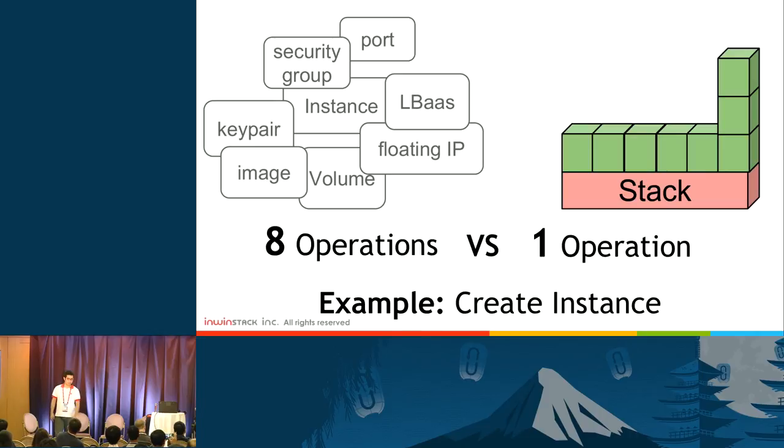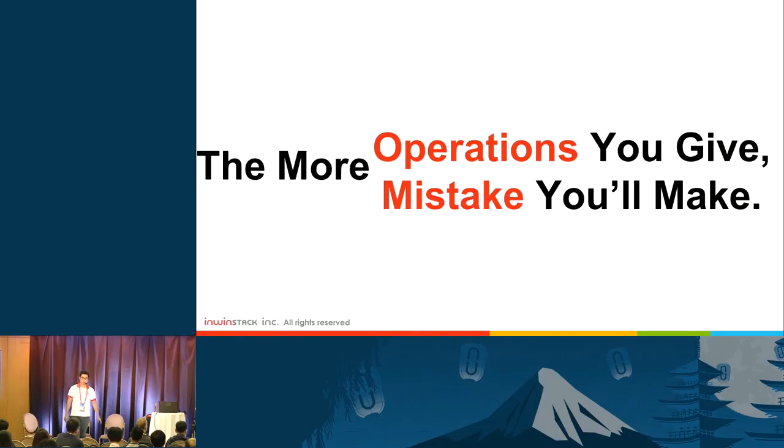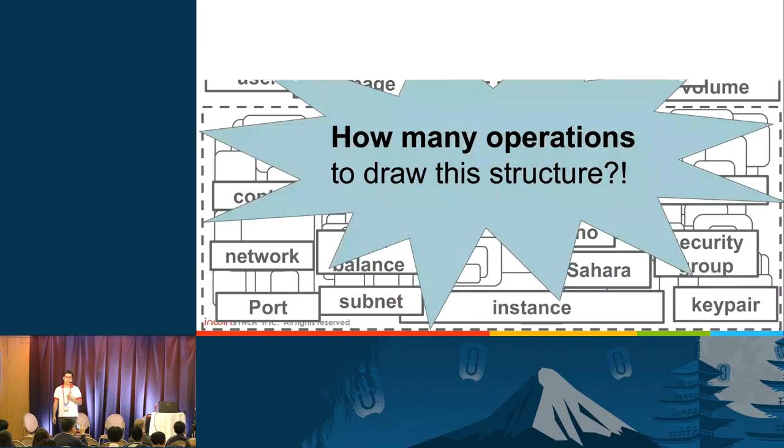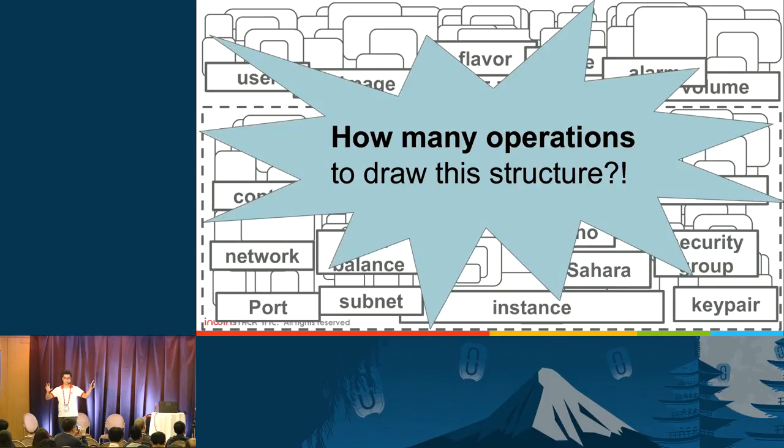That's the first step. For example, if we create a stack here, you probably cost like eight operations. Of course, Horizon provides a lot of easy ways for you. But we were talking about managing your cloud. So you probably won't just use Horizon to build your instances. A lot of developers don't use Horizon at all. So it would be better if they had ways to manage the resources, so the operations are reduced. And the more operations you give, the more mistakes you will make.